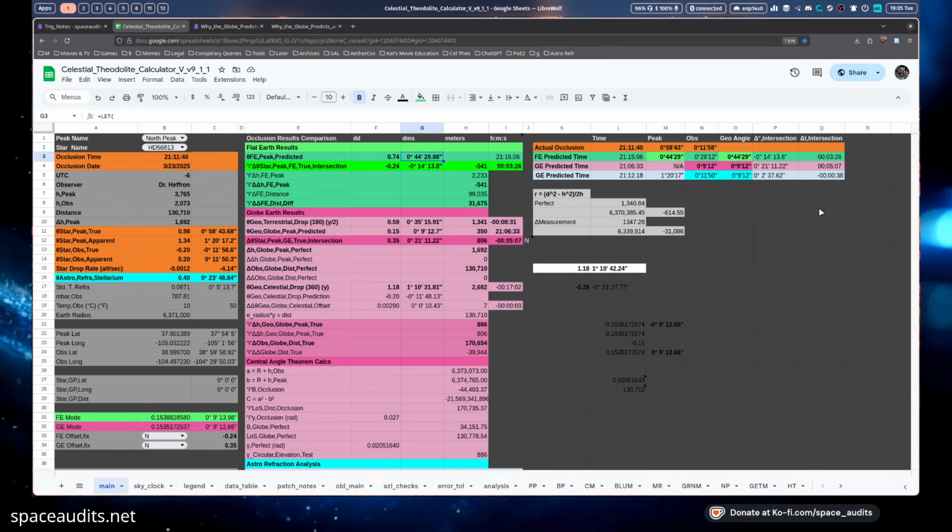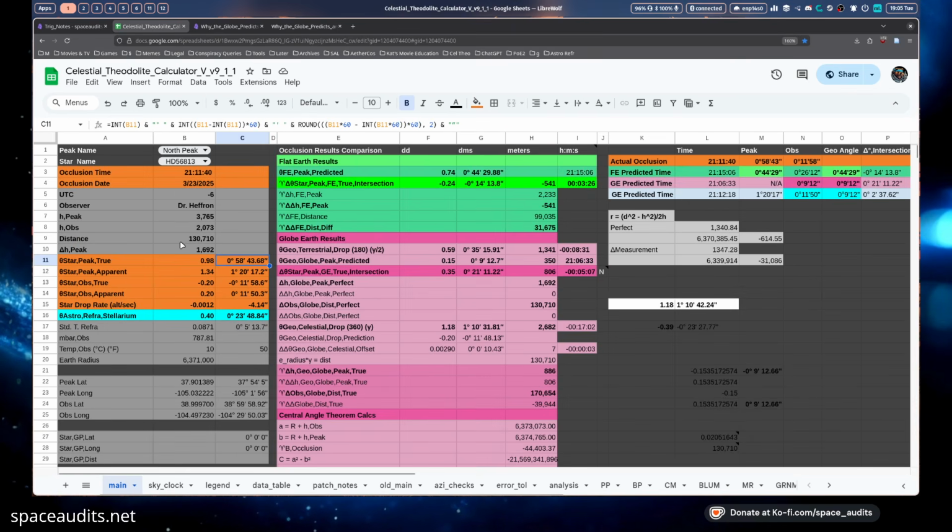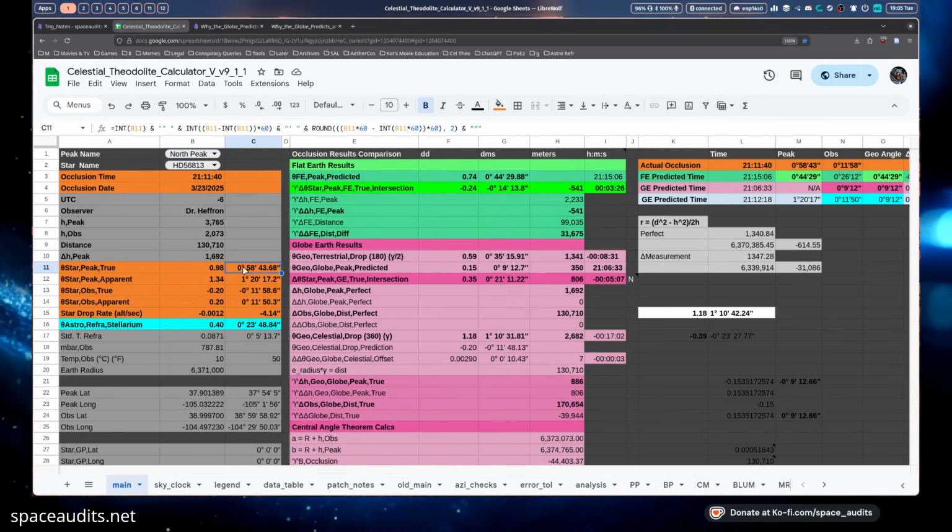Right. Okay, I'm starting to understand these numbers a little bit more now. So the star peak true, 58 arc minutes. That's the actual true position of the star based off of 15 degrees per hour, right? Relative to the observer. Okay. The actual occlusion time for flat earth versus rise over run, where is it? Right there, 44.29. So the minus 14 is how far flat earth was off in terms of the occlusion time with the rise over run.